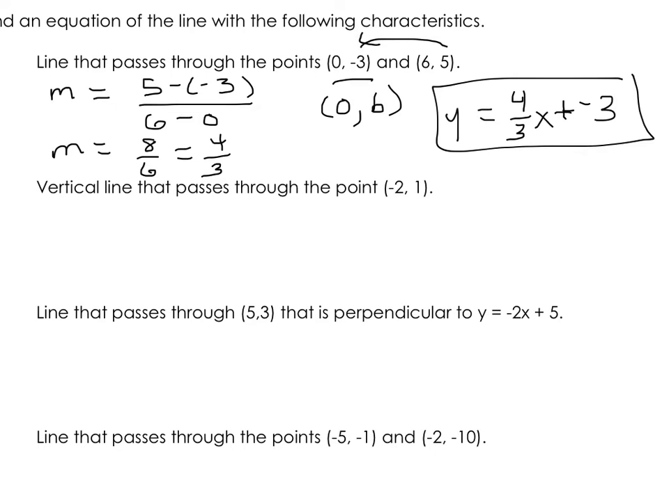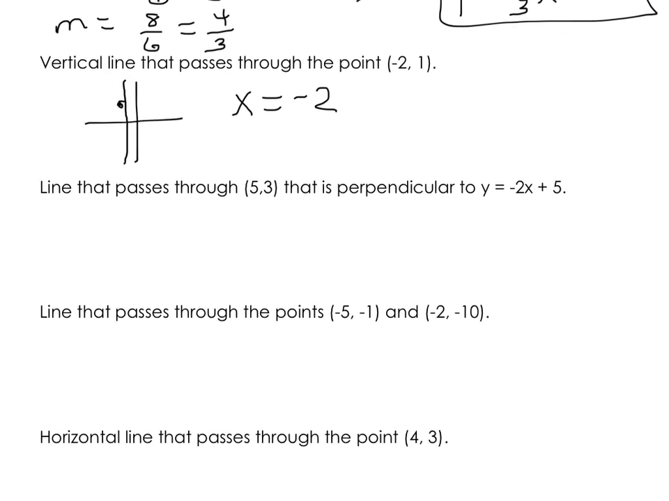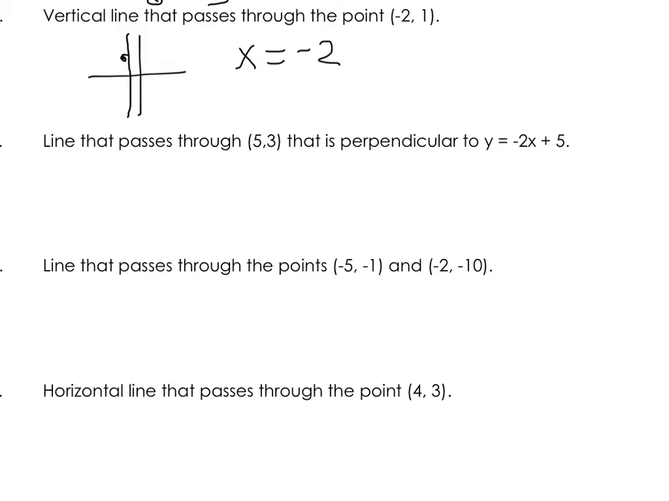How about the equation for a vertical line that passes through the point (-2, 1)? Let's think about a vertical line. (-2, 1) could be about right here. A vertical line crosses the x-axis, so the equation is x equals -2. Vertical lines cross the x-axis, so their equation is x equals whatever that x value is.